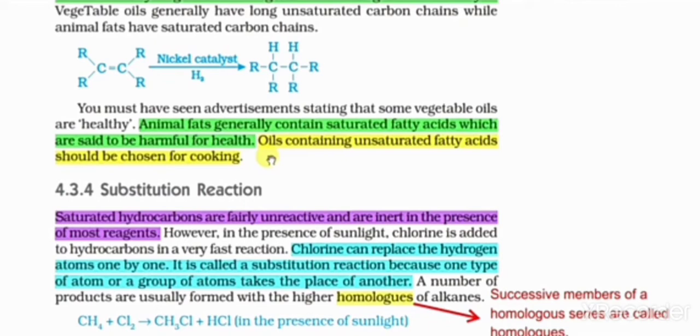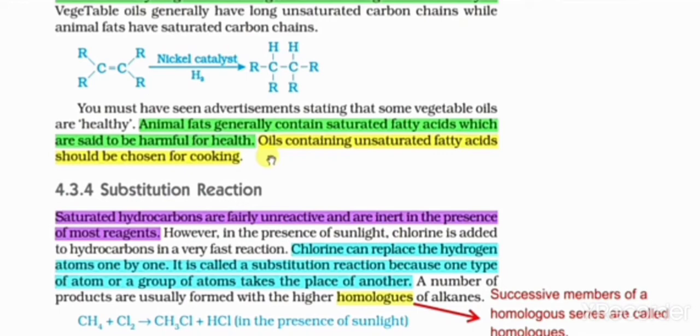Chlorine can replace the hydrogen atoms one by one. This is called substitution reaction, because one type of atom or group of atoms takes the place of another. Means in the presence of sunlight, chlorine is added to the hydrocarbon chain. Already you know the hydrocarbon chain reacts with the chlorine molecule in sunlight, and there is a formation of a new substance.